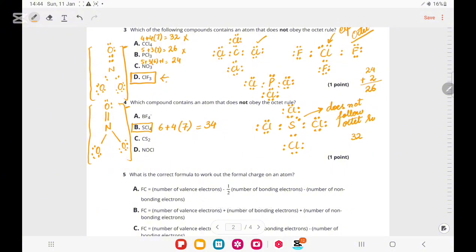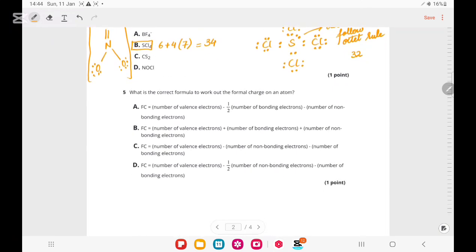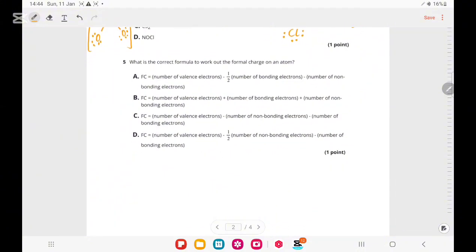In the next question, they say what is the correct formula to work out the formal charge on the atom. So the formal charge on an atom is going to be, the right option is A, because formal charge is going to be the valence electrons minus 1 by 2 bonding electrons minus non-bonding electrons. So the option is A.